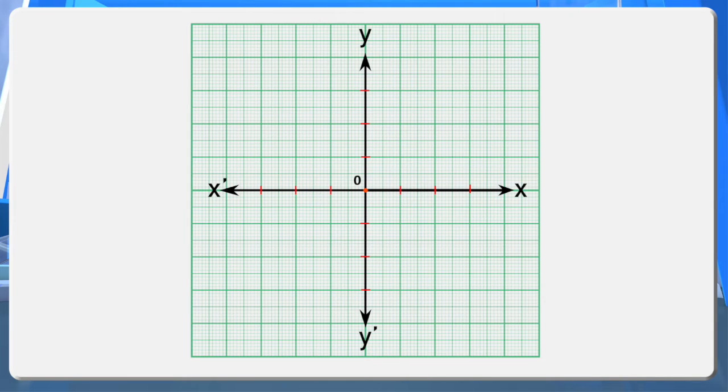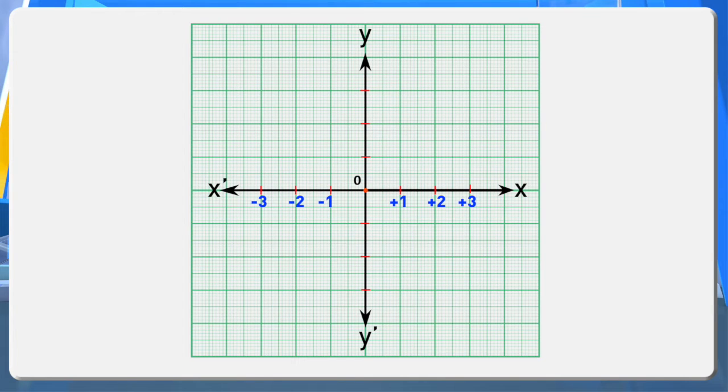X dash X is the x-axis, or the horizontal. From the origin to the right, that is OX, is taken as positive and it is named the positive x-axis. And from the origin to the left, that is OX dash, is taken as negative. This is named the negative x-axis.